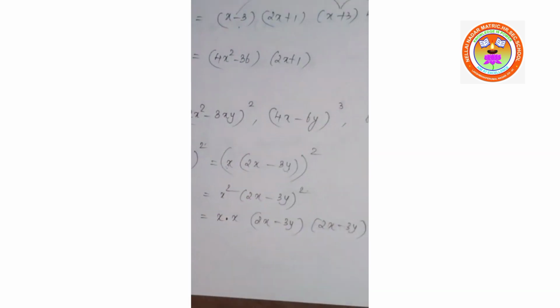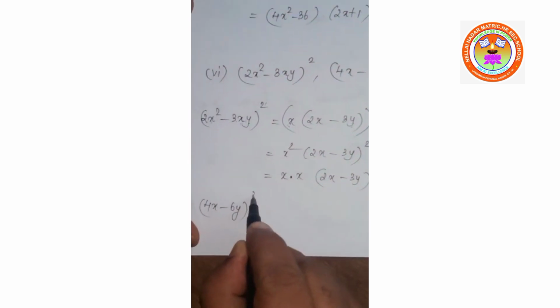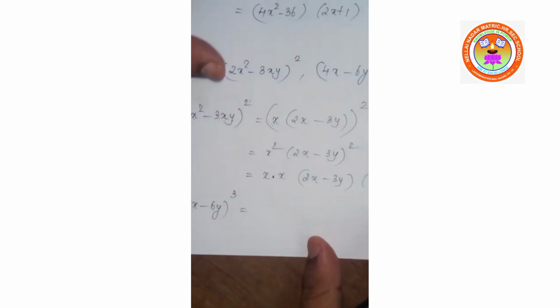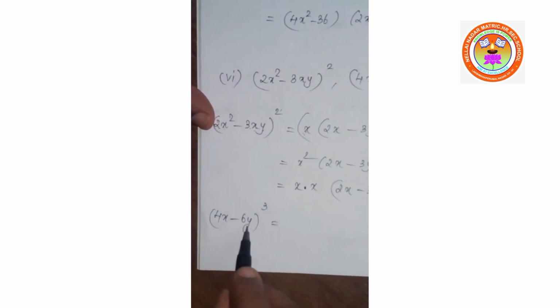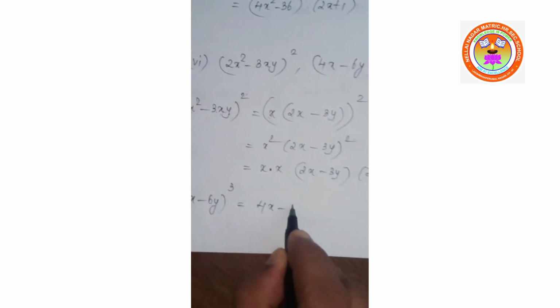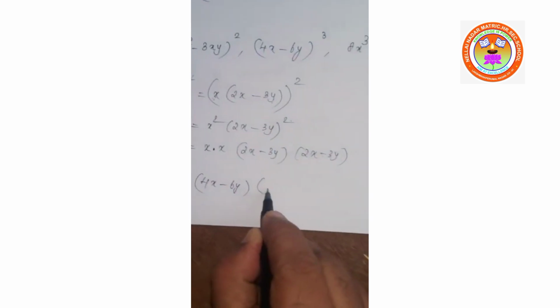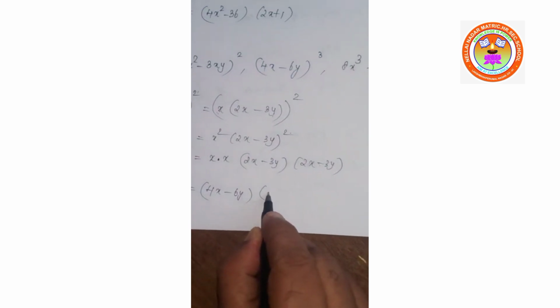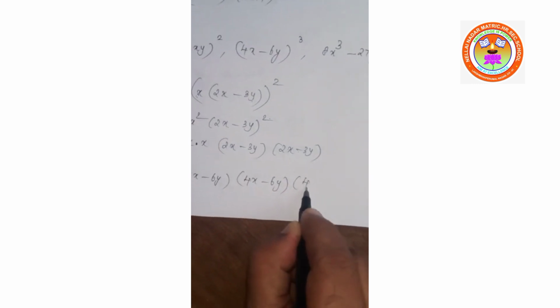Next one. 4x minus 6y the whole cube. You are not supposed to apply the identity a minus b the whole cube. So what to do? Write 4x minus 6y for how many times? 3 times. 4x minus 6y, 4x minus 6y and 4x minus 6y.